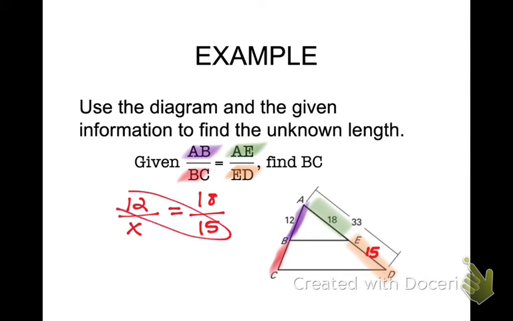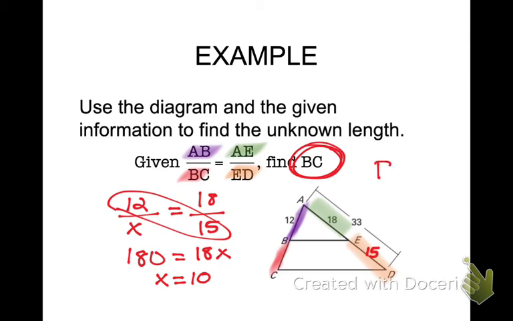So 12 times 15 is 180, which is equal to my other cross product, 18X. So what does X equal? 10. What did X represent? BC. What were we asked to find? BC. So the length of BC is equal to 10. How exciting.